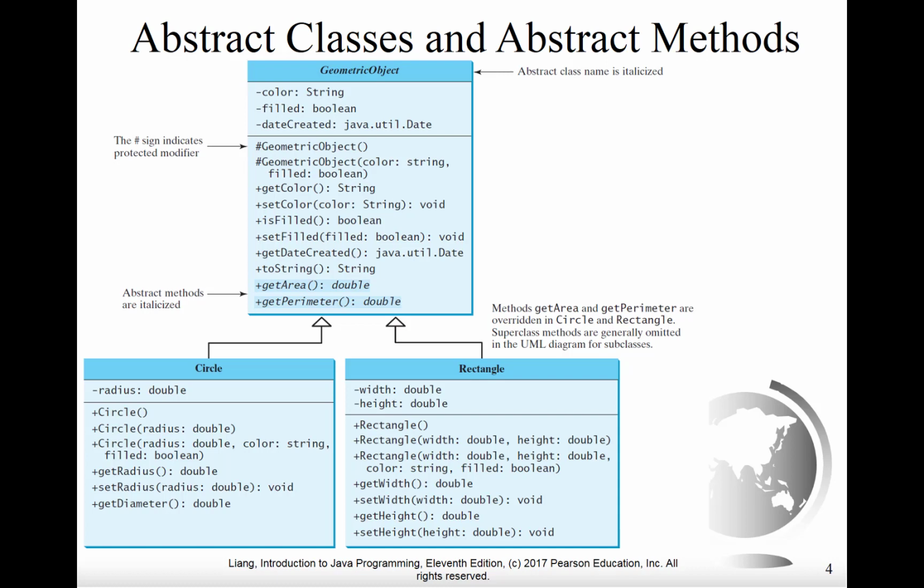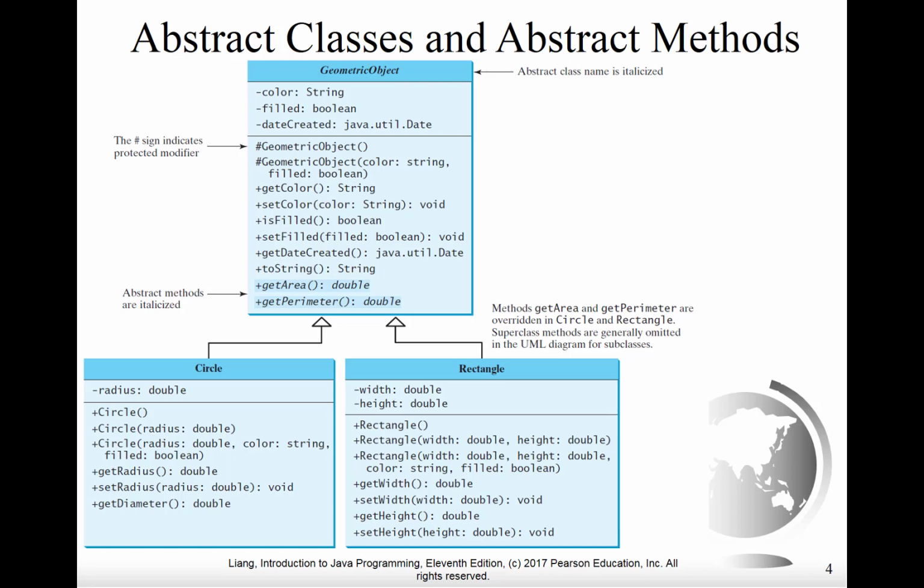Another thing you'll notice is the introduction of some italics. Right at the top, the geometric object title is shown in italics this time, and that indicates an abstract class. Likewise, down at the bottom, you'll find two methods that are now abstract and therefore italicized. So the getArea method and the getPerimeter method are both shown in italics. Because of the existence of these two abstract methods, that makes this class an abstract class.